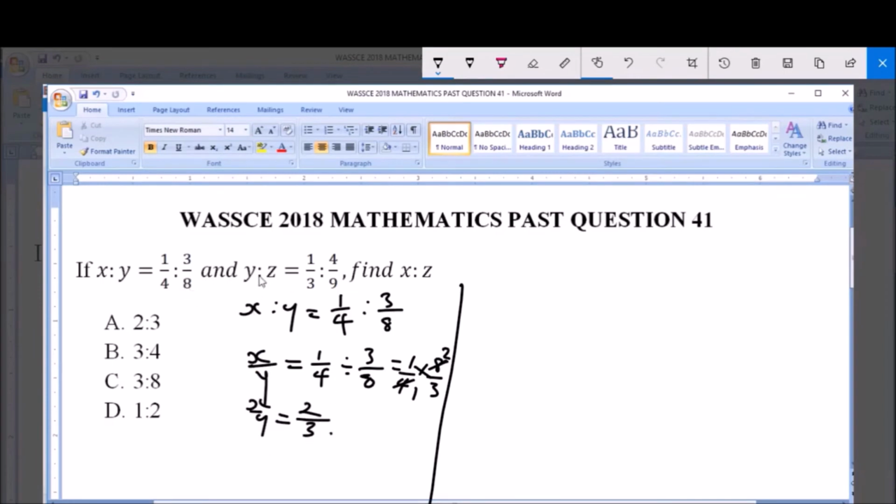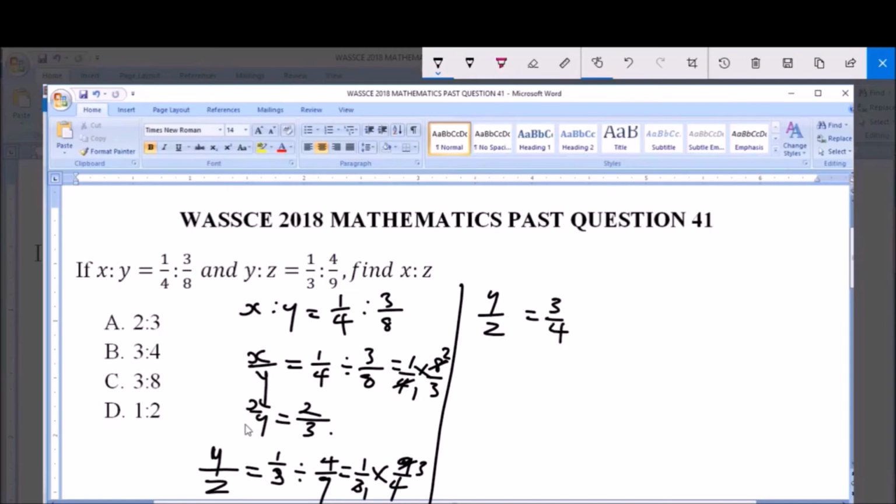Now the next says y ratio z is equal to 1 over 3 ratio 4 over 9. So y ratio z is the same as saying y over z is equal to 1 over 3 divided by 4 over 9. And this is equal to 1 over 3 multiplied by 9 over 4. Now 3 into 9 will give us 3. So y over z is equal to 3 over 4.